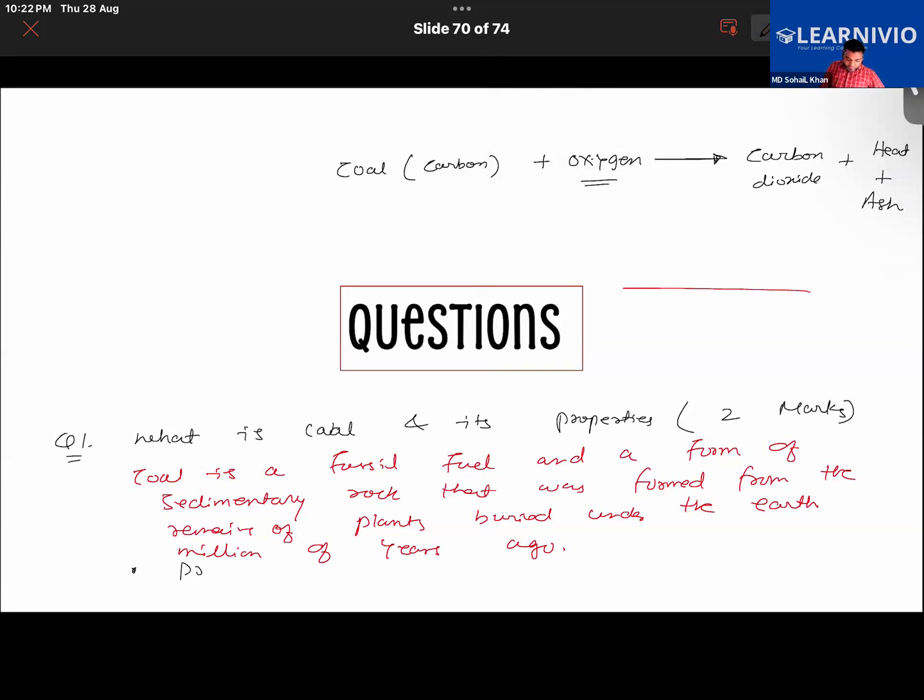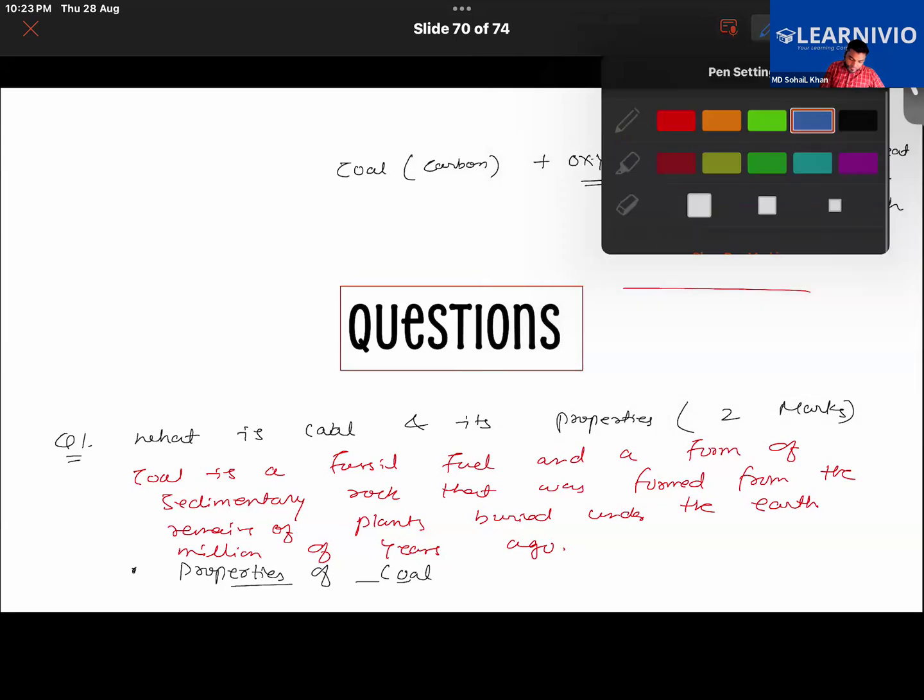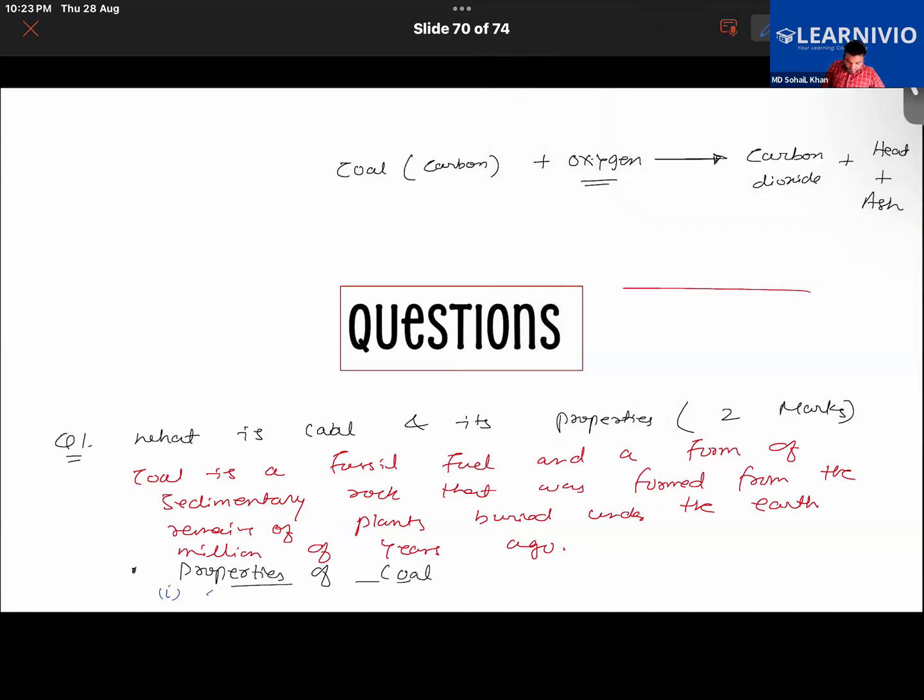Next, we will be writing the properties of coal. What properties are there? As you answered, it is hard, black, and combustible. It has a high amount of carbon in it, and when it is burned, it gives heat and light. These are the properties of coal, isn't it? It is a hard, black, combustible substance.